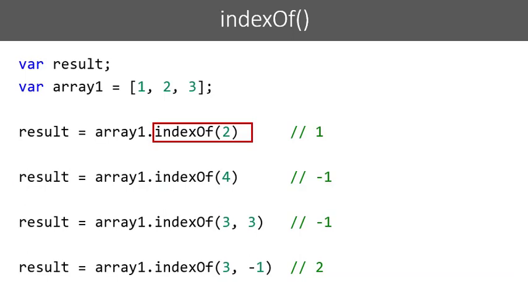Here are examples of the indexOf method. When 2 is passed as argument, it returns 1 because value 2 exists in array 1 at index 1. When 4 is passed, it returns -1 because value 4 doesn't exist in array 1. Here 3 is passed as the value to be searched and 3 is passed as the start index parameter. It returns -1 because there is no index 3 in array 1. In this case, the array is not searched for the value.